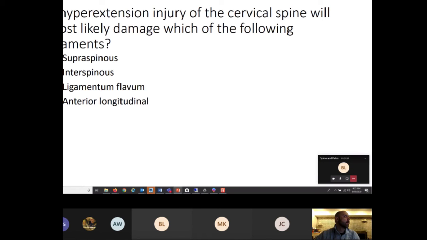All right. Hyperextension injury of the cervical spine will most likely damage which of the following ligaments? So hyperextension, cervical spine. If the patient has a whiplash-style injury where their head gets pulled back, the tension is going to be applied in the front of the spine, right? So that should fit with the anterior longitudinal ligament. Okay.